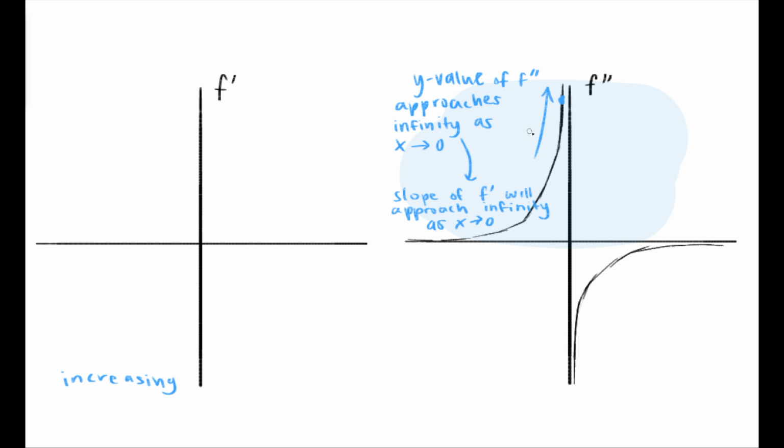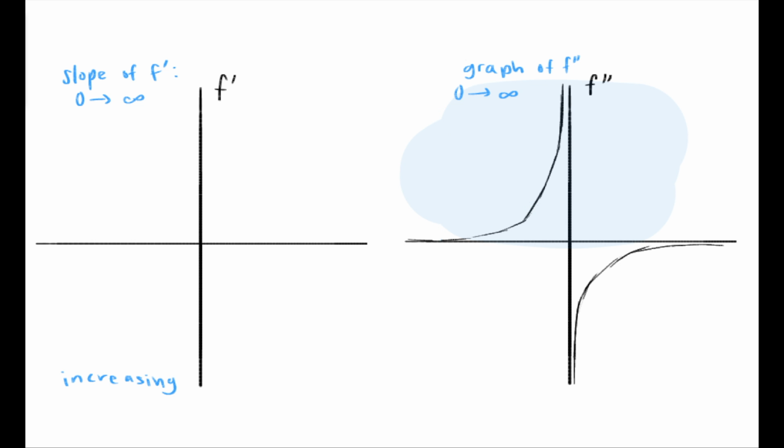On f double prime, we see that the y values quickly increase and increase towards infinity as the graph approaches x equals 0. So for f prime, the slope will go from values close to 0 and approach infinity, meaning the slope will be undefined at x equals 0.